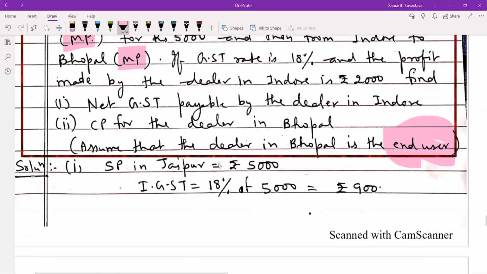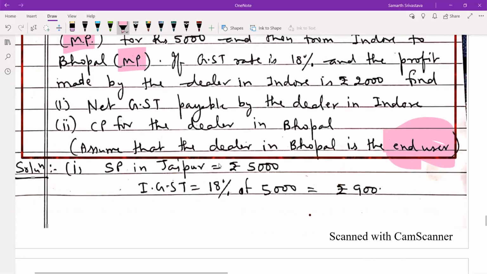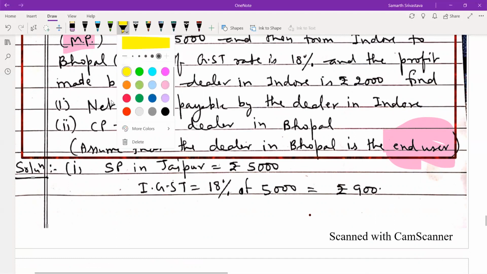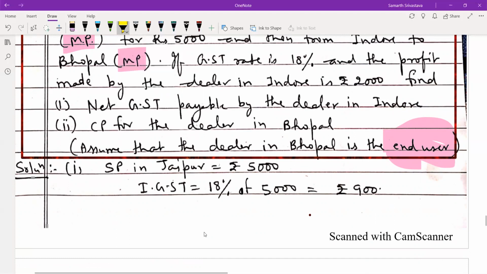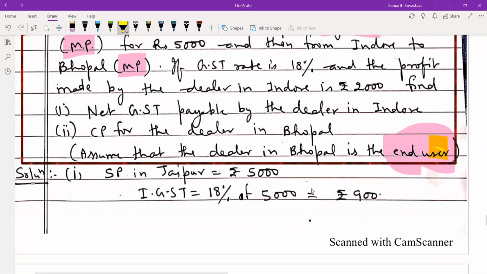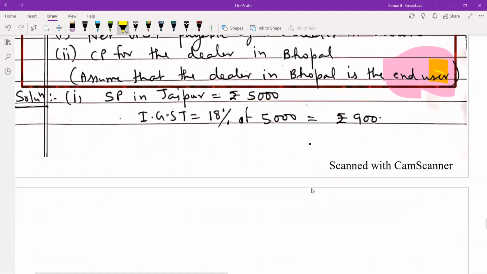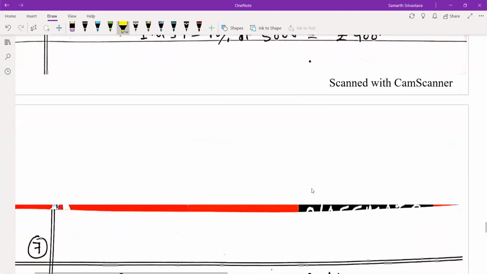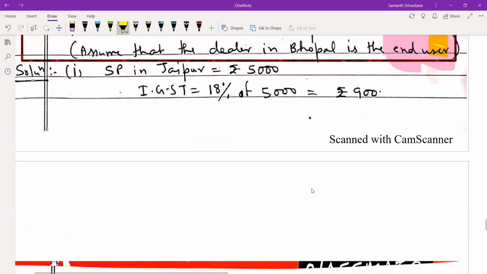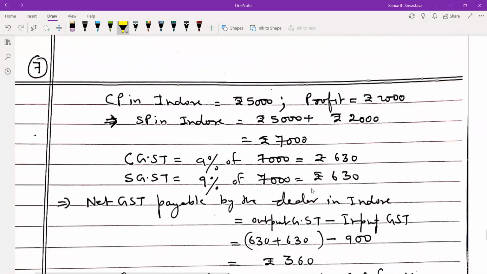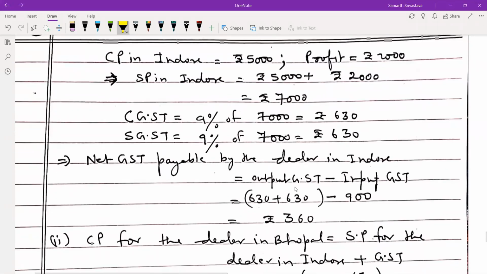Like in the first case, SP in Jaipur is how much? Rupees 5,000. And it is the case of what? Inter-state, that is from Rajasthan to Madhya Pradesh. These are two different states, so only IGST will be calculated. So selling price in Jaipur is rupees 5,000. IGST will be 18% of 5,000, that is rupees 900. So CP in Indore is 5,000 rupees, and what was the profit? Rupees 2,000, because it is sold at a profit of rupees 2,000.